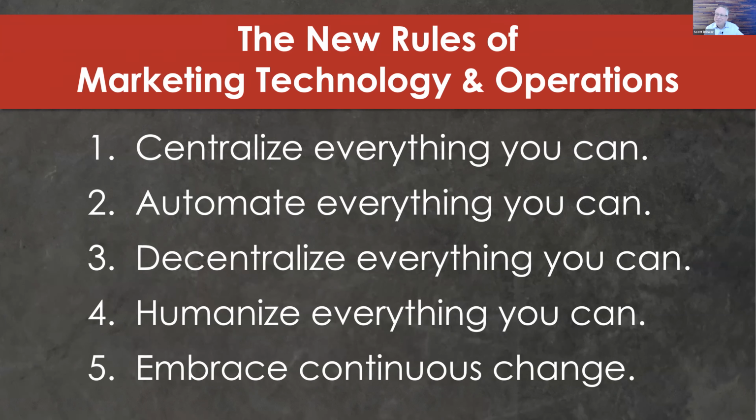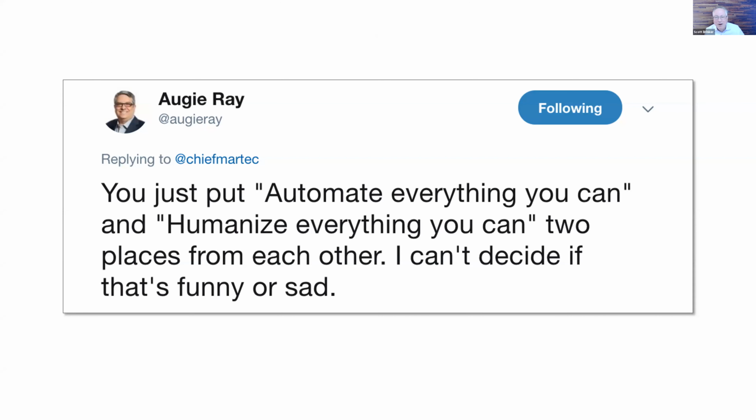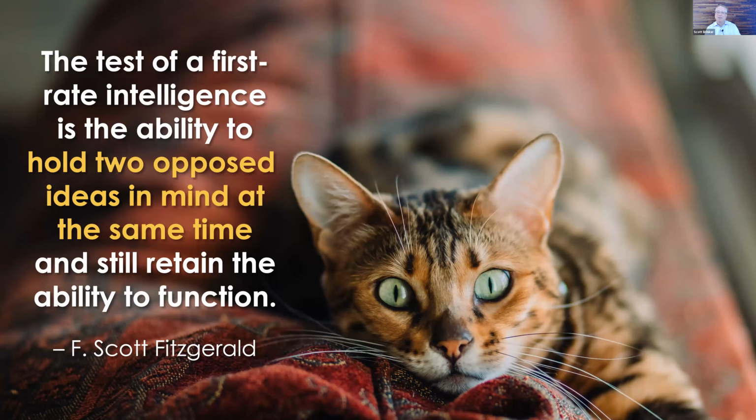Now, if you're looking at this list and you're thinking to yourself, wait a second, you wouldn't be the only person to have that reaction. Augie Ray, a distinguished analyst at Gartner, when I'd shared this with him, said, you just put automate everything you can and humanize everything you can two places from each other. I can't decide if that's funny or sad. Okay, well, thank you, Augie. To which I would reply, the test of a first-rate intelligence is the ability to hold two opposed ideas in mind at the same time and still retain the ability to function.